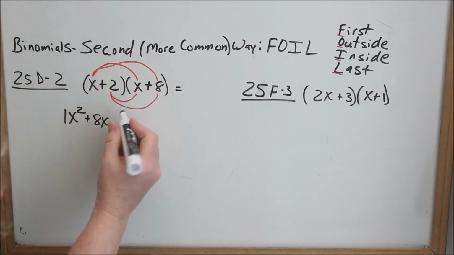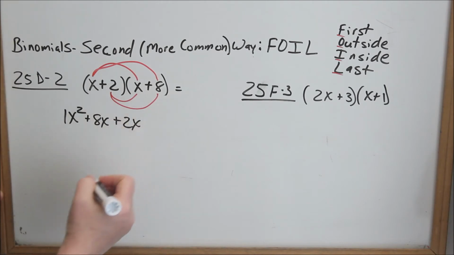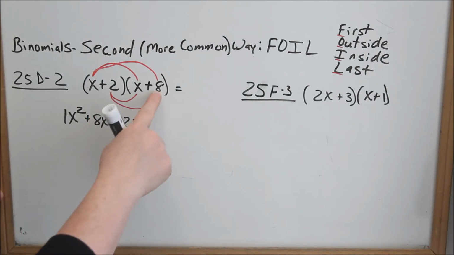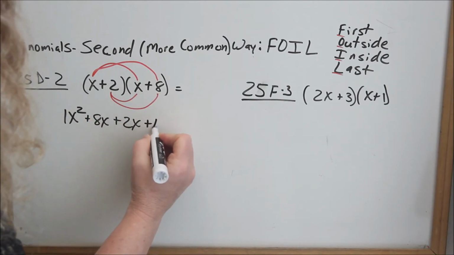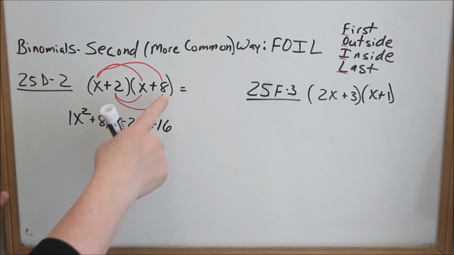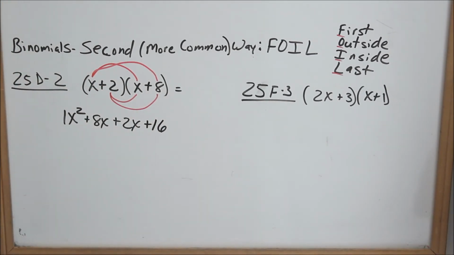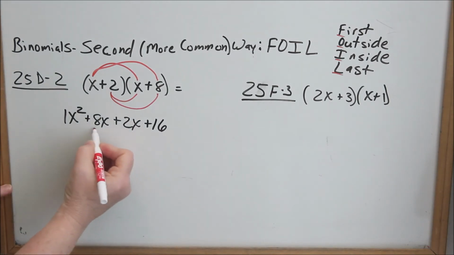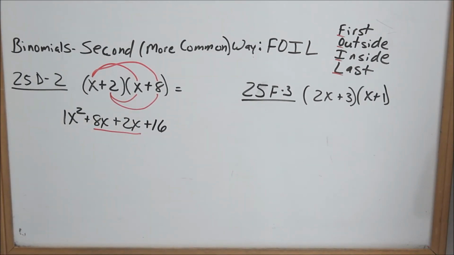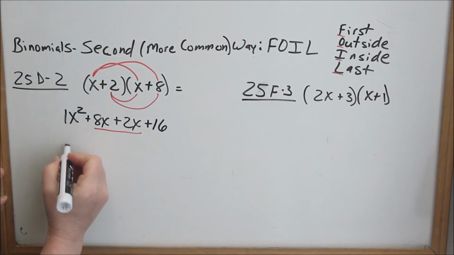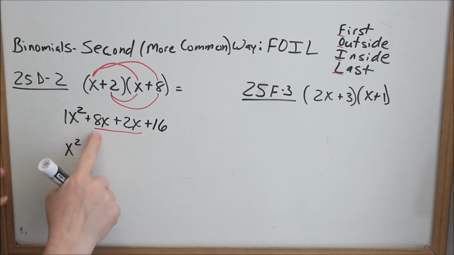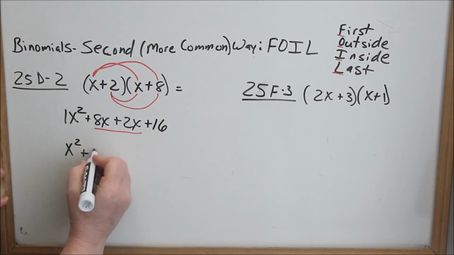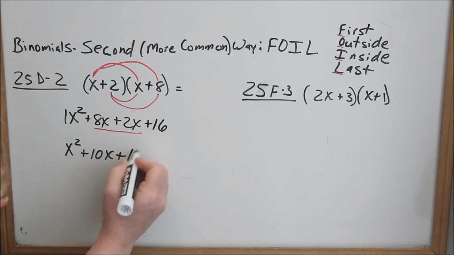So positive 2 times x is a positive 2x. Then a positive 2 times a positive 8 is a positive 16, because a positive times a positive. Okay, now you look, do you have any like terms to combine? Yes, you can combine x's to x's. So that would be 1x squared, or just x squared, positive 8 plus 2, I have 8, I have 2x, so that would be a positive 10x plus 16.